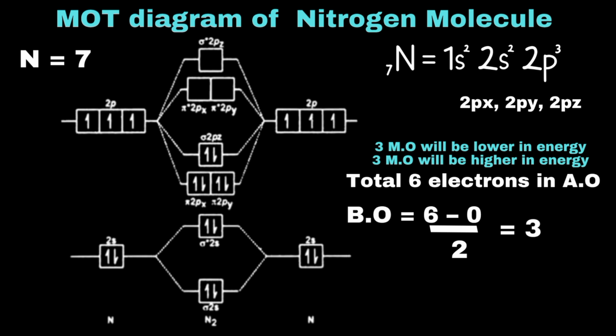Now, if we look at its magnetic behavior, as we can see, all electrons in molecular orbitals are paired, and no unpaired electrons are present here. So, we can say that nitrogen is diamagnetic in nature.